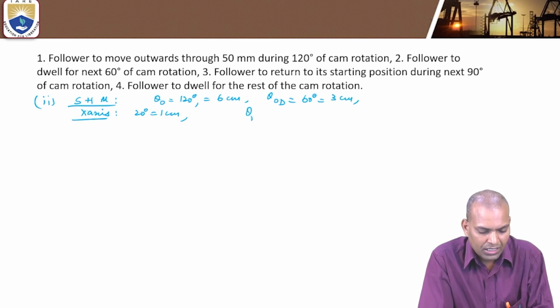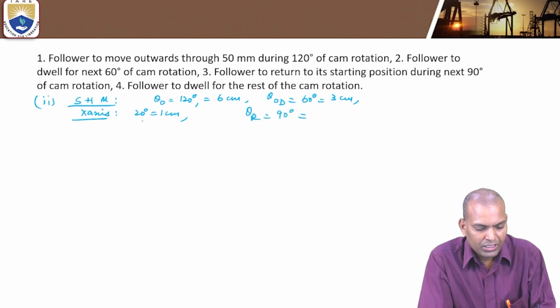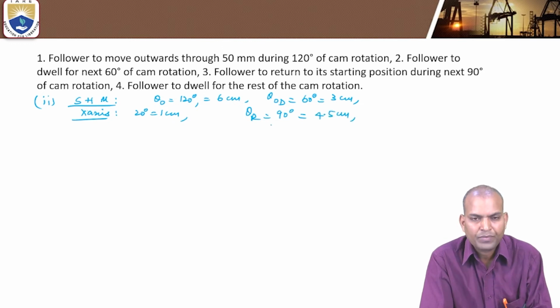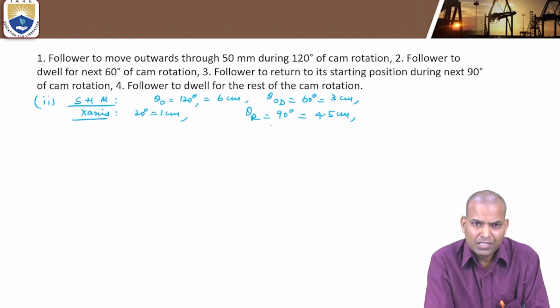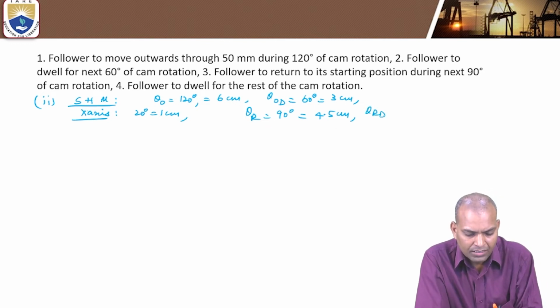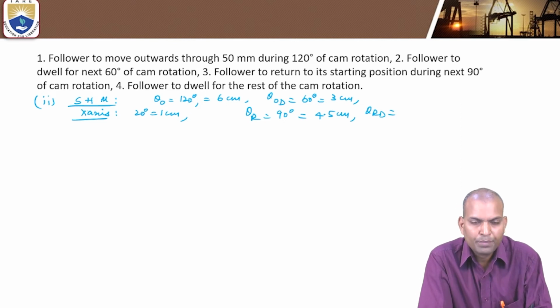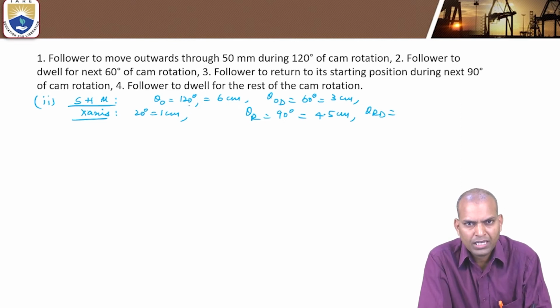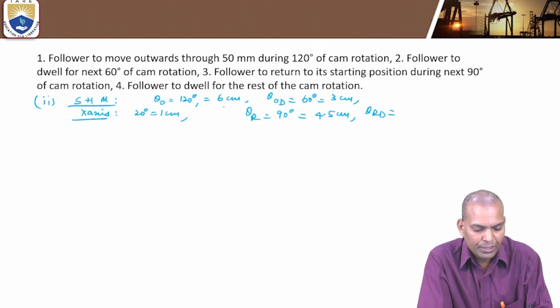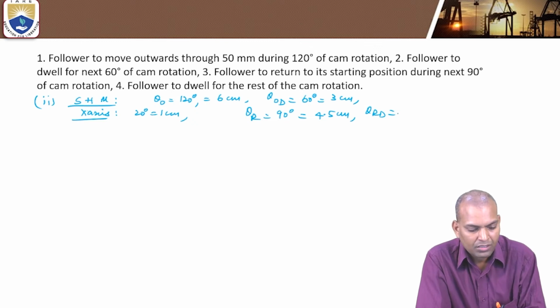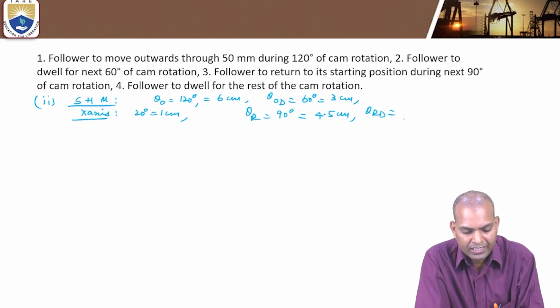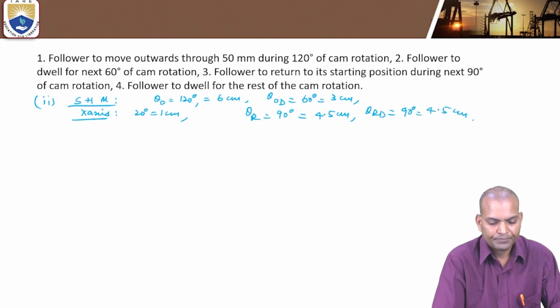Theta return, that is how much? 90 degrees. 20 degrees equal to 1 centimeter, then 90 degrees becomes 4.5 centimeters. The rest of the rotation of the cam is the dwell, that is theta RD, that is 360 minus the sum of theta O, theta OD and theta R, that is 360 minus (120 plus 60 plus 90), that is 360 minus 270, that is 90 degrees. That is the same as 4.5 centimeters.